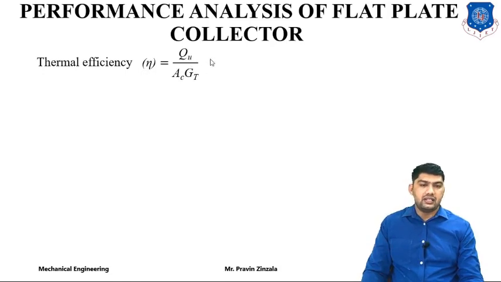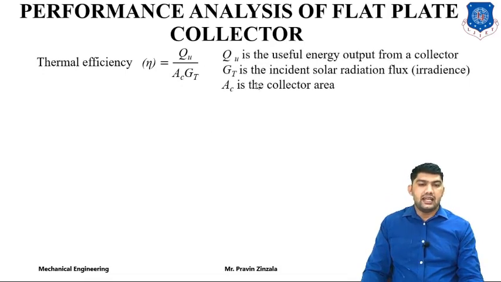Q is the energy absorbed by the collector, divided by the area and the solar intensity, meaning how much energy strikes the collector. So the efficiency will decrease as the losses increase. So we also have to concentrate on the losses of the collector to achieve the maximum efficiency of the solar collector. Here Q is equal to the useful energy output from the solar collector, GT is equal to the incident solar radiation flux, and A is equal to the collector area.